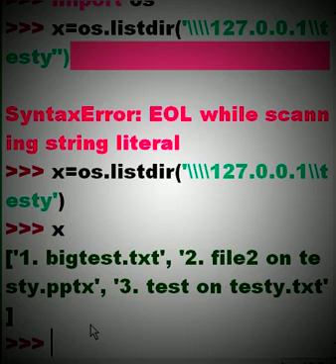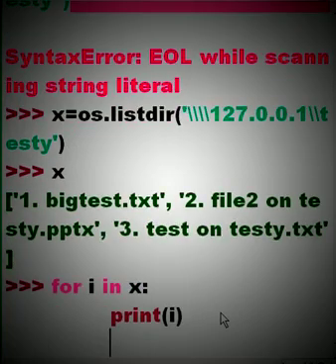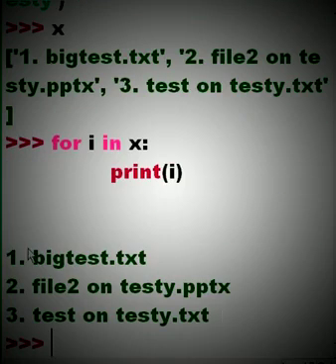Let's print them out in a neater fashion. How would I do that? For every i in X, print i. Now remember, X is the directory listing that was assigned to X in the previous statement. Hit enter. There we go. A nice listing out of all my files in that directory.